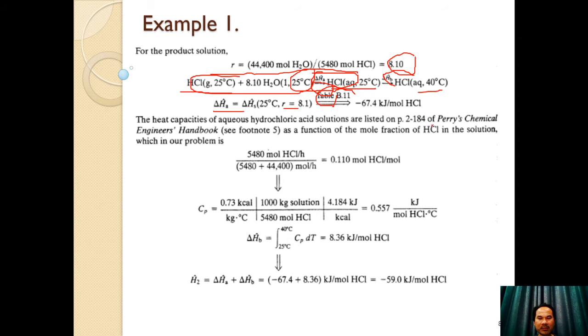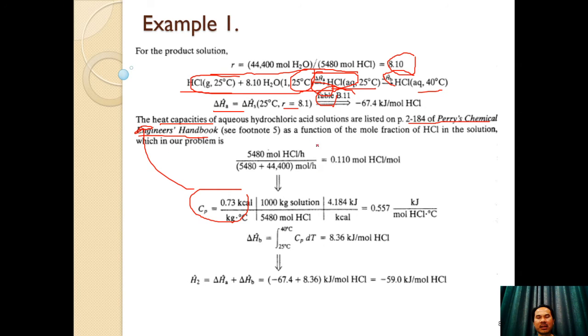For this case, you have to find the HCl aqueous solution specific enthalpy or heat capacity, and you can open from this table from Perry handbook. From Perry handbook, you get the CP. The CP is 0.73 kilocal per kilogram per degree Celsius. This is what you read from this handbook, and also this is based on the total mole.